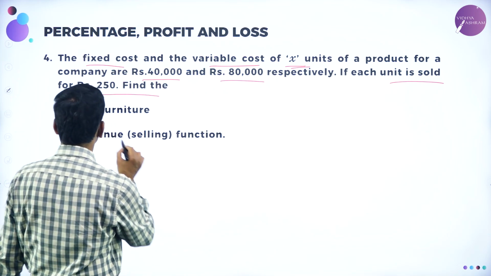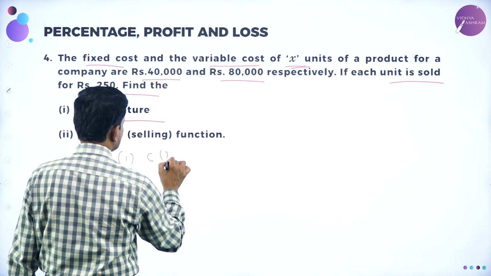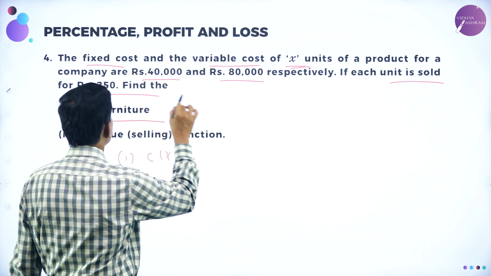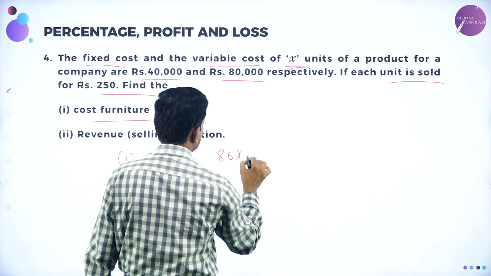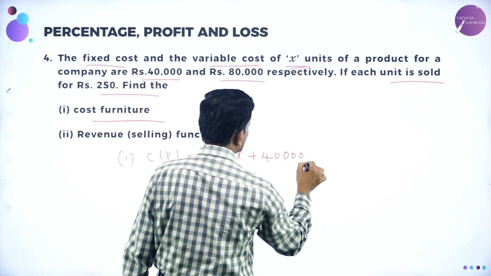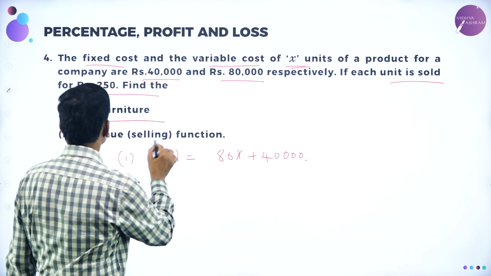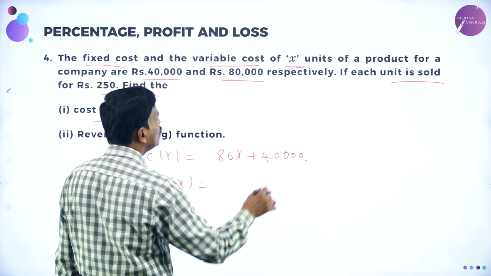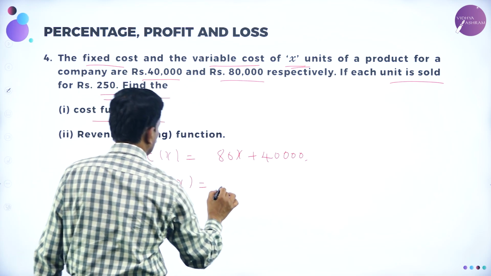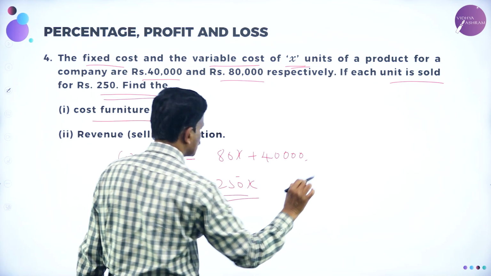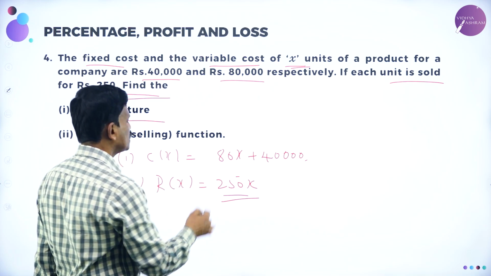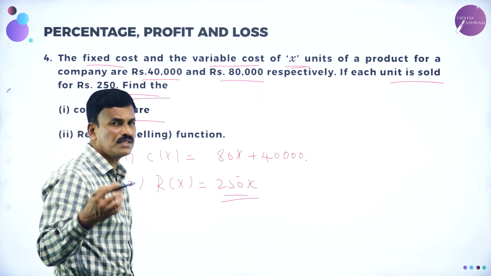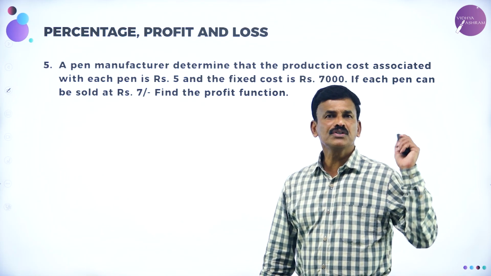Now, let us come to the first one, the cost function. The cost function C of x is equal to the variable cost of x units of a product of a company, plus 40,000. So, that is nothing but 80x plus 40,000. So, this is the cost function. The second one, the revenue function R of x is equal to, if each unit is sold for rupees 250, that is equal to 250x, that is it. So, the cost function is 80x plus 40,000 and the revenue function R of x is equal to 250x. Hope you followed. Now, move on to the next problem.